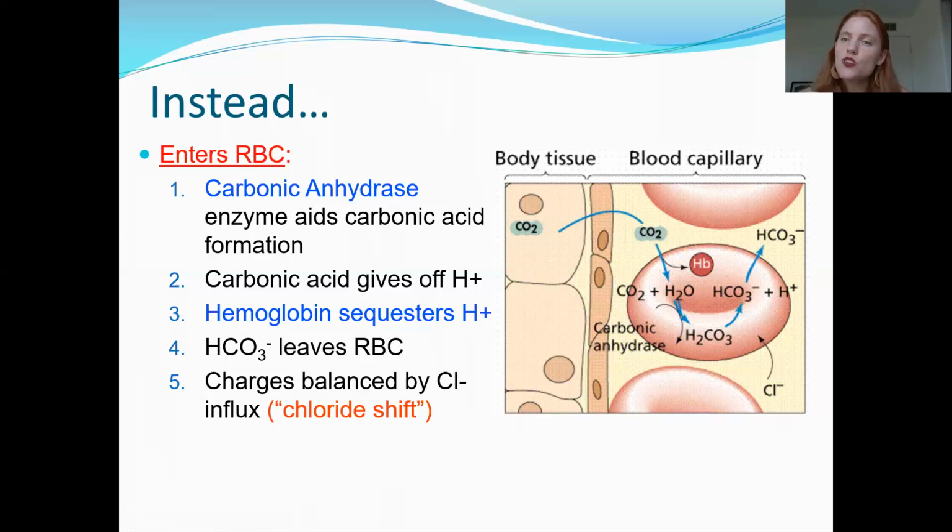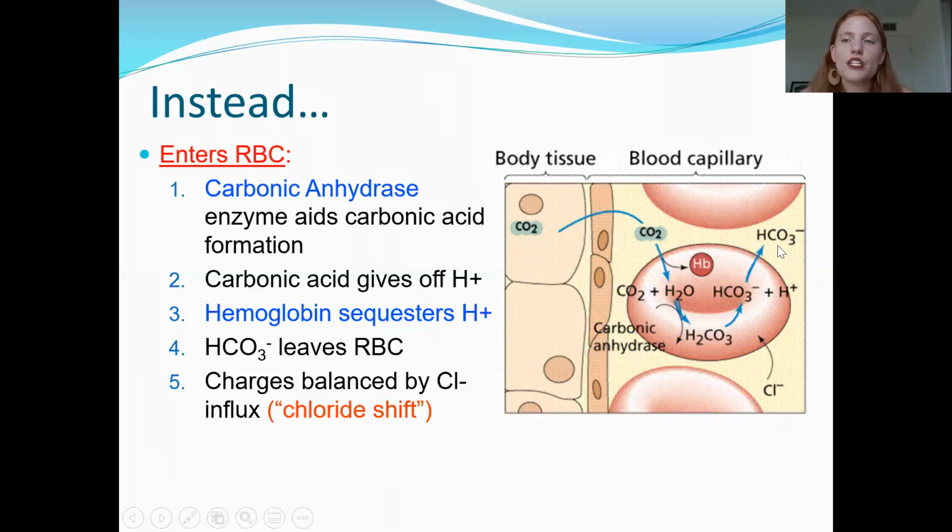But you need to make sure that you're balancing the positive and the negative charges here. So if you're going to have a negative ion leaving the cell, you need to add a negative ion, so that you don't end up reducing the charge inside of the cell. So when you lose that negative bicarbonate ion, you're going to take the chloride back up. That's called the chloride shift. You're shifting the chloride into the cells to offset the loss of the bicarbonate.